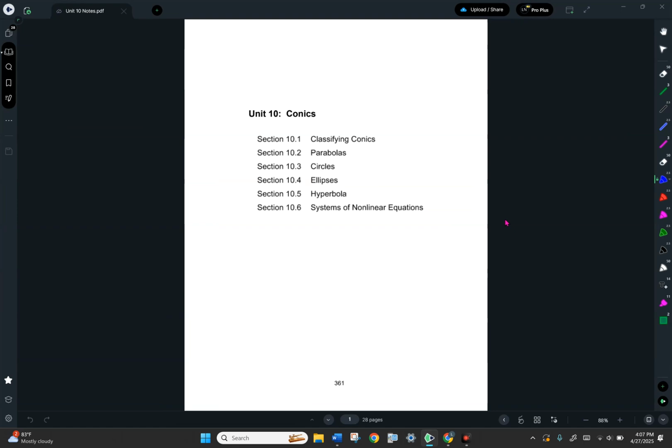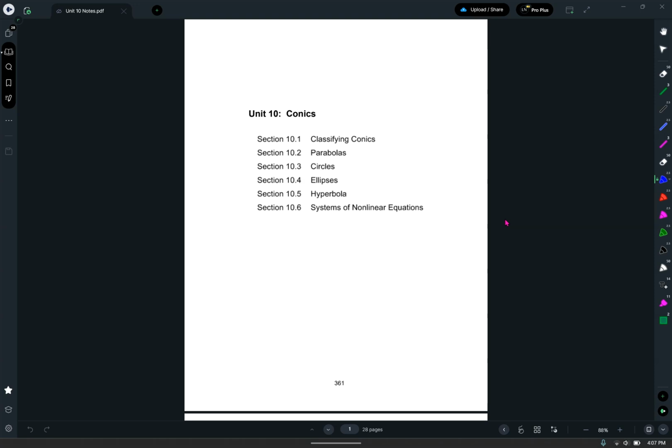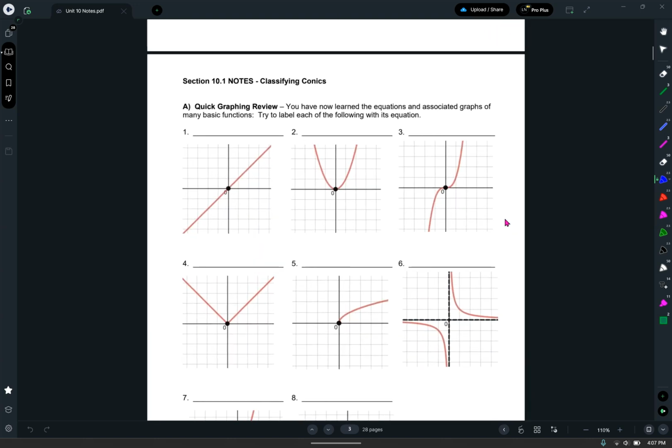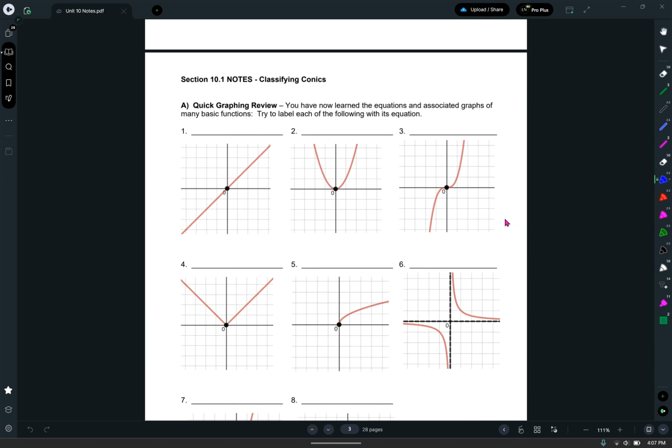So this is going to be just the introduction to Unit 10, which is all about conics, which probably means nothing to you at the beginning. So first, it's going to seem like a review of something we've done before, but here's the idea, the quick graphing review.